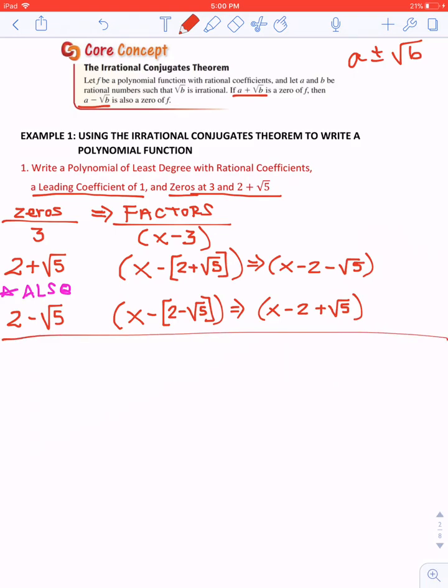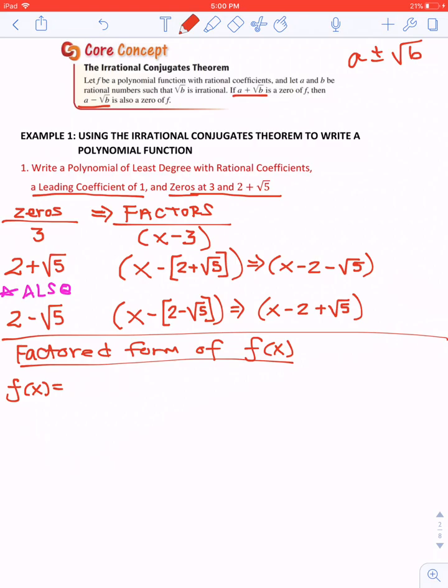So the whole point of finding the factors is so that you could actually write out the factored form. So we're going to do the factored form of a function, and functions are represented as f of x. So we're going to start by f of x. So this is a function.